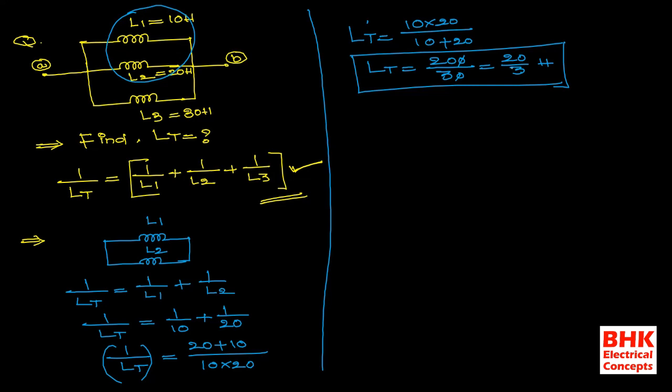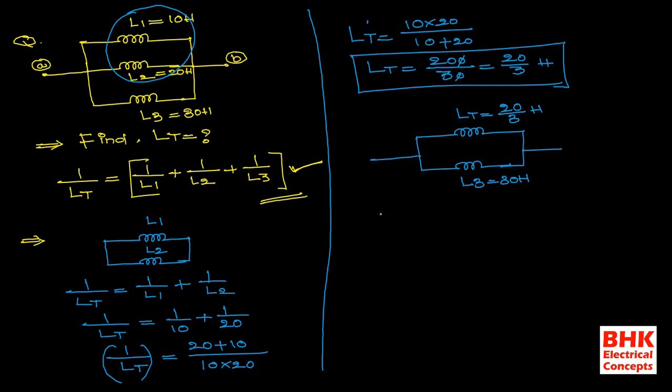Now I am substituting this 20 by 3 Henry instead of the parallel combination of L1 and L2. I am redrawing the network like this. This is the actual value of L3, that is 30 Henry. This value is the resultant of the parallel combination, so LT is equal to 20 divided by 3. Now both of these two are again connected in parallel.